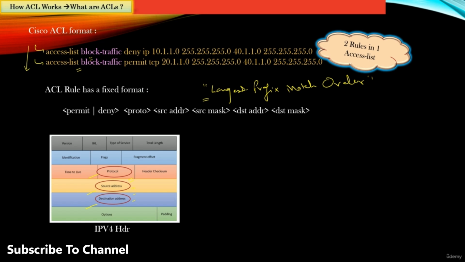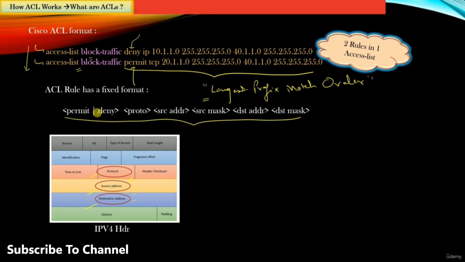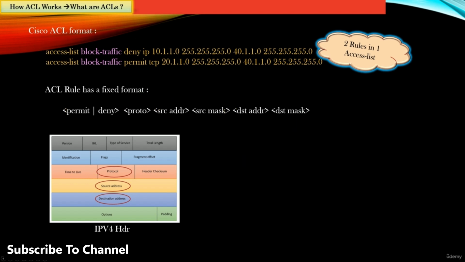For now, the takeaway from this slide is how to specify the ACL rules. Each ACL rule is tied with a verdict which is either deny or permit. Every ACL rule has a fixed format: permit followed by protocol, followed by source address and mask, followed by destination address and mask. The access list has a name, and an access list is a collection of ACL rules. In the next lecture video, I will show you how the parameters from the IP header of the packet are evaluated against the access list.